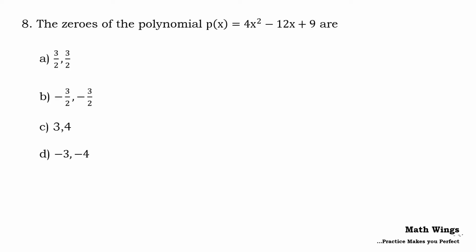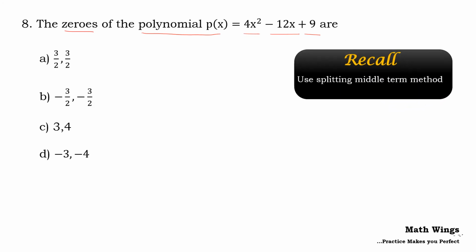The question is the zeros of the polynomial p of x, 4x square minus 12x plus 9 are. So to find the zeros of this polynomial, we can go with splitting middle term method. So how to split the middle term? Minus 12x here, we have to take the sum as minus 12x and the product as the product of first and the last term, that is 4x square into 9, that is equal to 36x square.